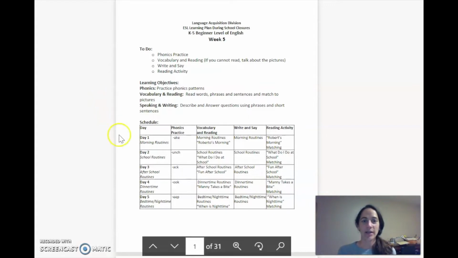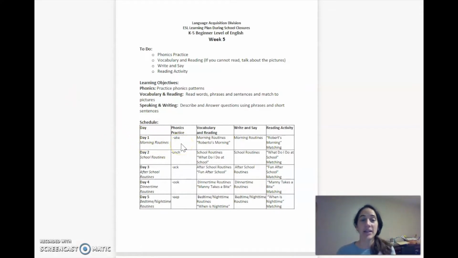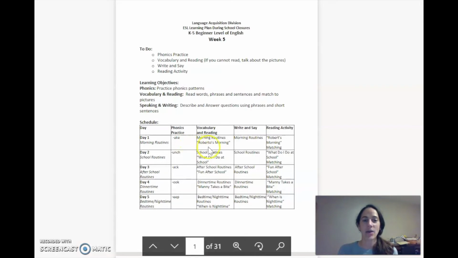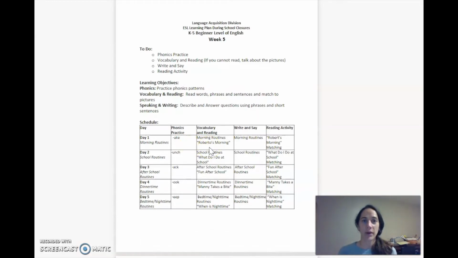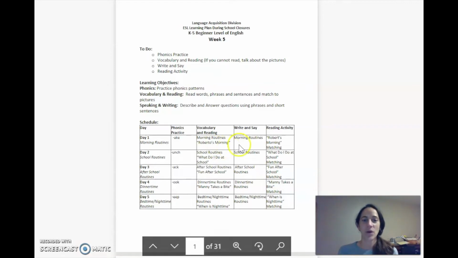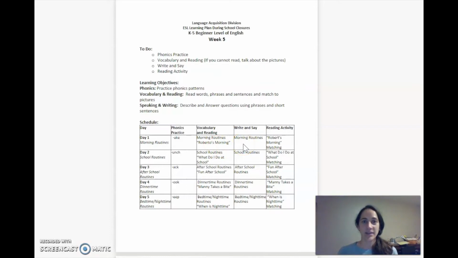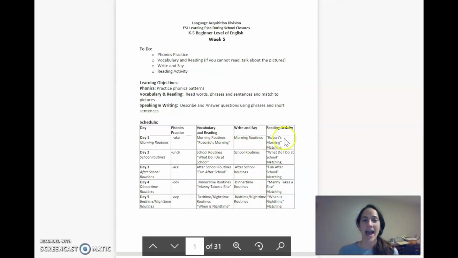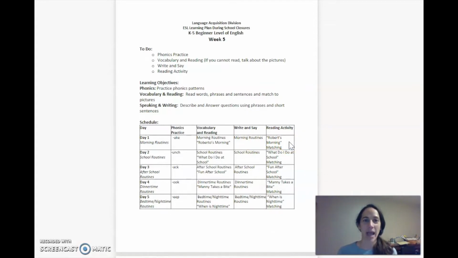We're going to be doing day 1. We're practicing the letters A-K-E when they make the sound ache. Then we're going to look at vocabulary and read Roberto's morning. We're going to write and say things that he does in his morning. And then we're going to talk about what we do too, matching some vocabulary. Let's get started.